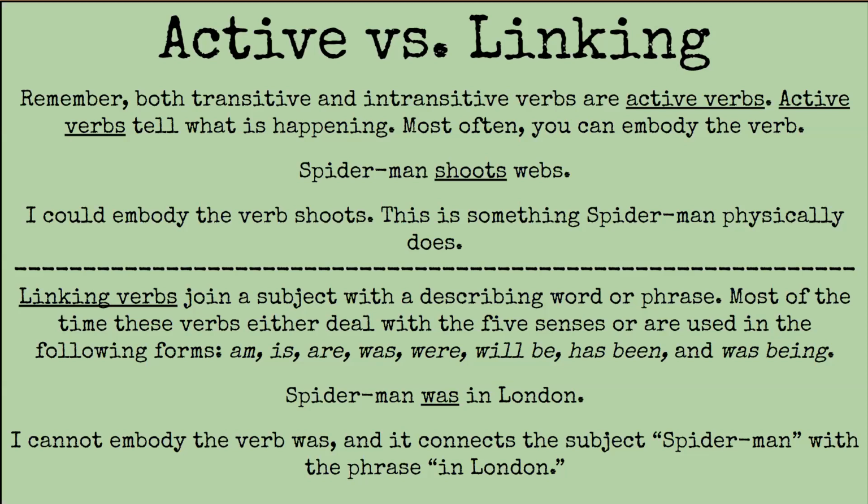Or they're going to be from this list of am, is, are, was, were, will be, has been, and was being. So like if I looked at the sentence Spider-Man was in London, I couldn't act out the word was. So it's a linking verb. He was in London. Well, that's a full sentence. It has a subject and it has a verb, but I couldn't act out the verb was, which means that it's linking.